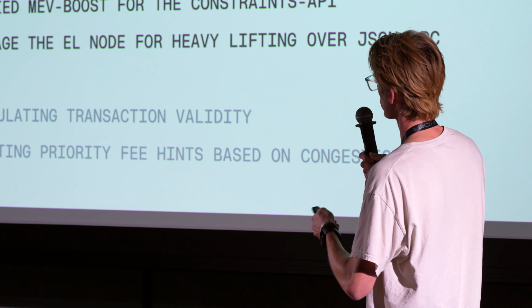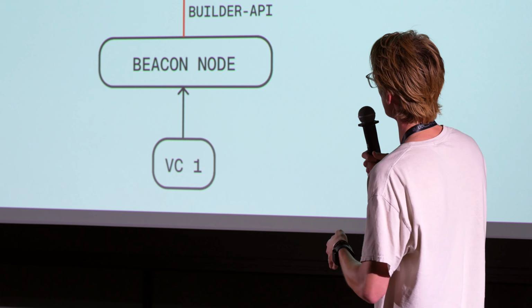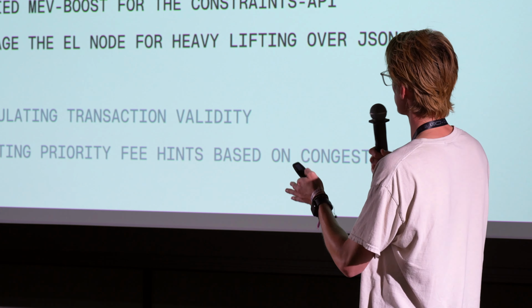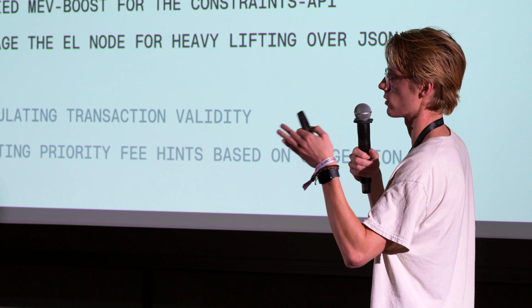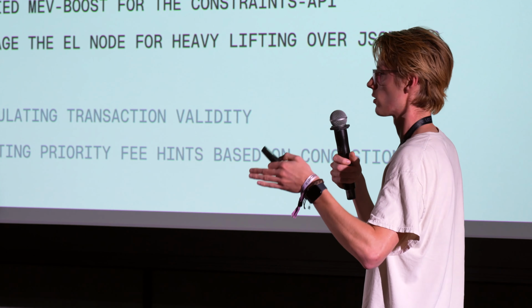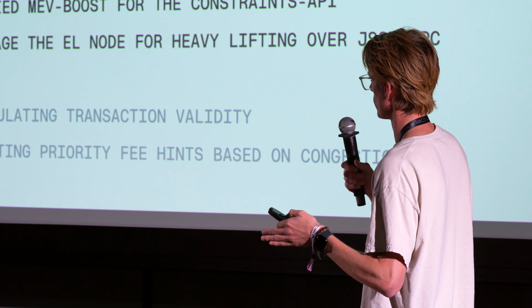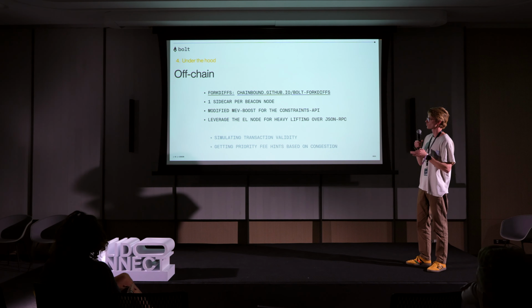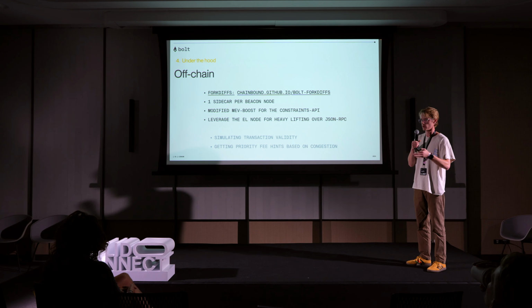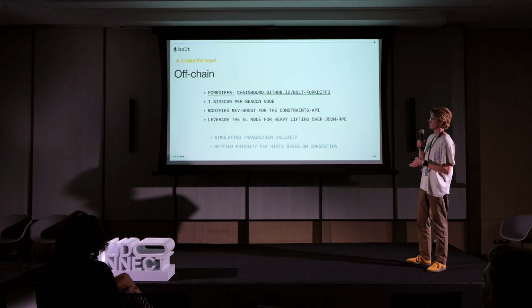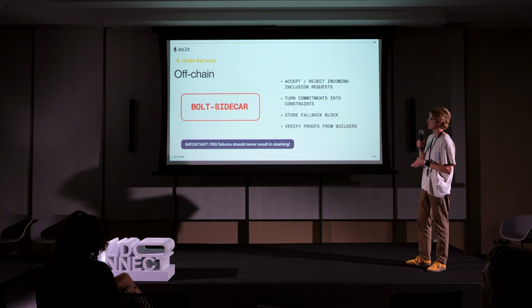On the MEV-Boost part, so if you look back, MEV-Boost is also slightly changed and extended with the constraints API. We have fork diffs. They are very minimal. They are going to undergo separate audits just to make sure that everything is very secure. There's one sidecar per beacon node, same as your current MEV-Boost setup. And yeah, that's about it on the off-chain part.